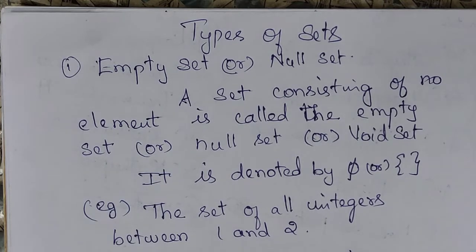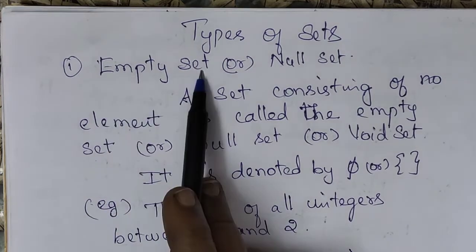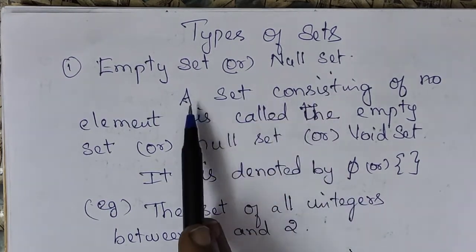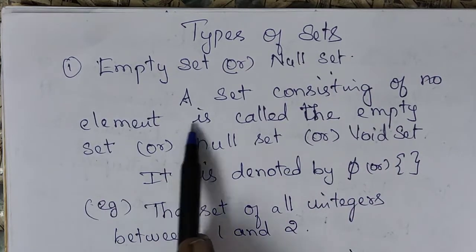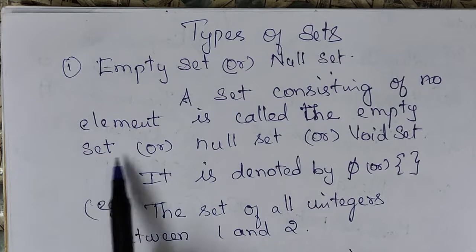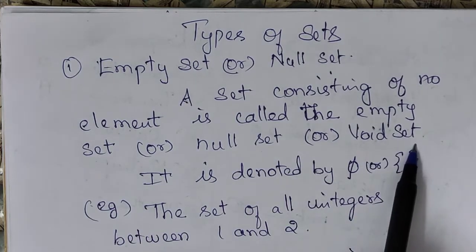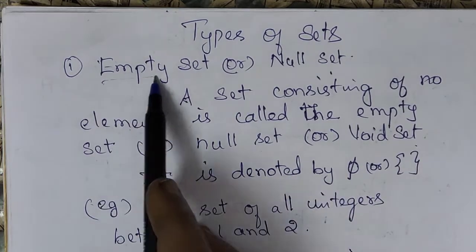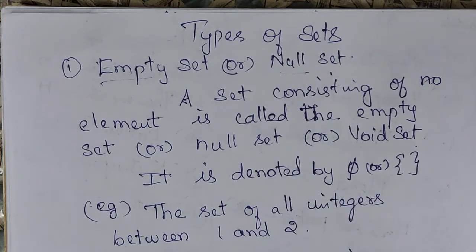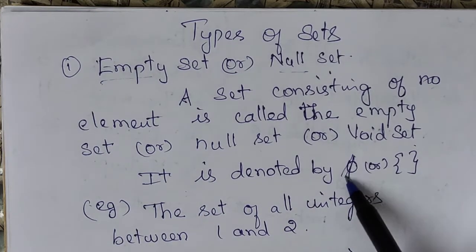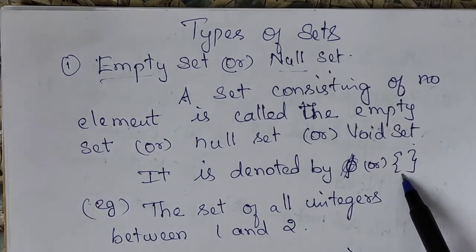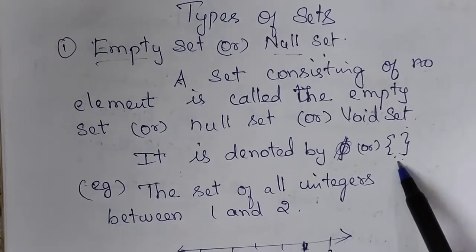In this video we are going to see types of sets. First of all we can see empty set or null set. A set consisting of no element is called an empty set or null set or void set. From the names empty and null itself you can understand the characteristic of the empty set. It is denoted by phi, that is, empty curly brackets.